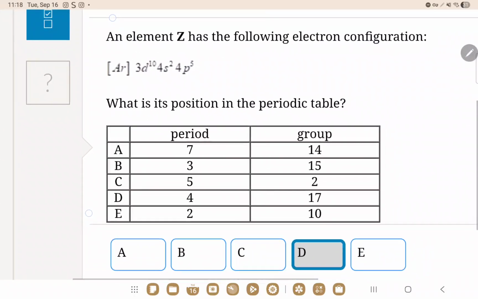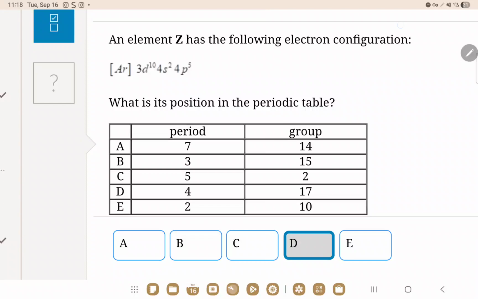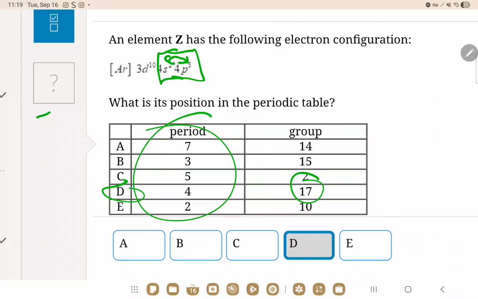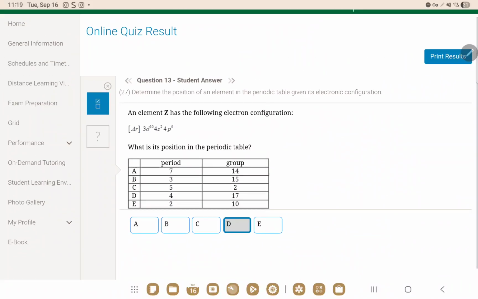Now here, this is very easy. How do you find the position in the periodic table? First of all, you look at the last number, the energy level, 4. So that's your period number. And then you count the electrons in that energy level. So in 4, you have 2 plus 5, which is 7. And that is your group. So D is your only correct answer. Moving on.